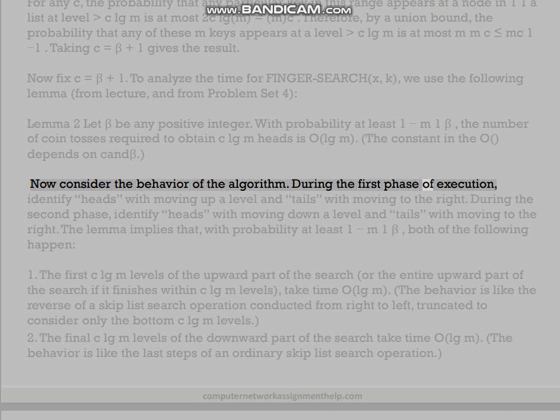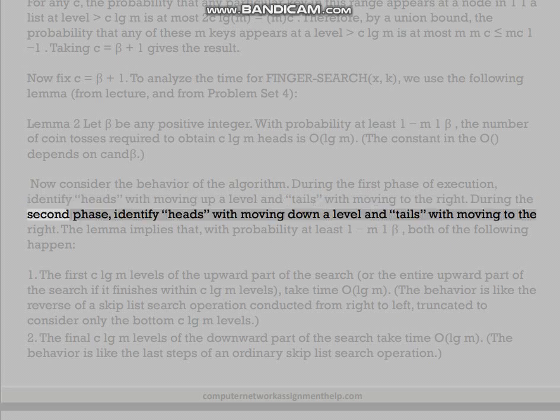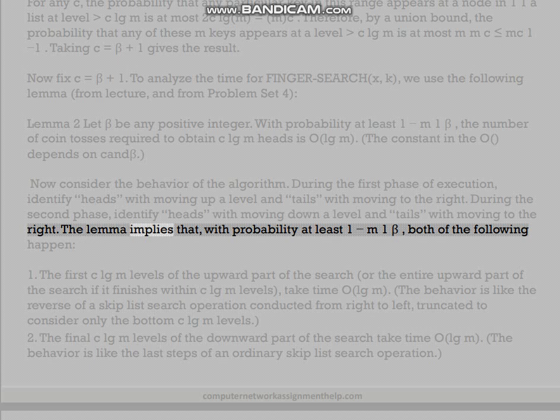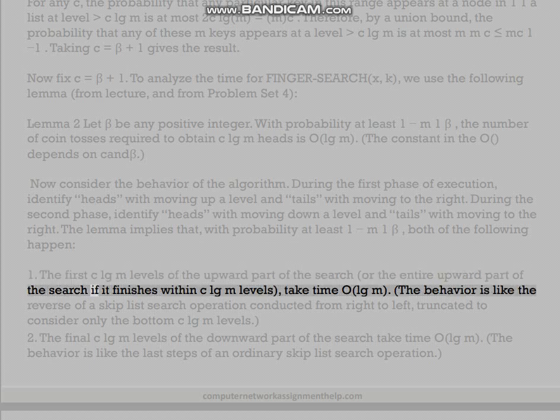During the first phase of execution, identify heads with moving up a level and tails with moving to the right. During the second phase, identify heads with moving down a level and tails with moving to the right. The lemma implies that, with probability at least 1 minus 1/m^beta, both of the following happen. 1. The first c lg m levels of the upward part of the search, or the entire upward part of the search if it finishes within c lg m levels, take time O(lg m).